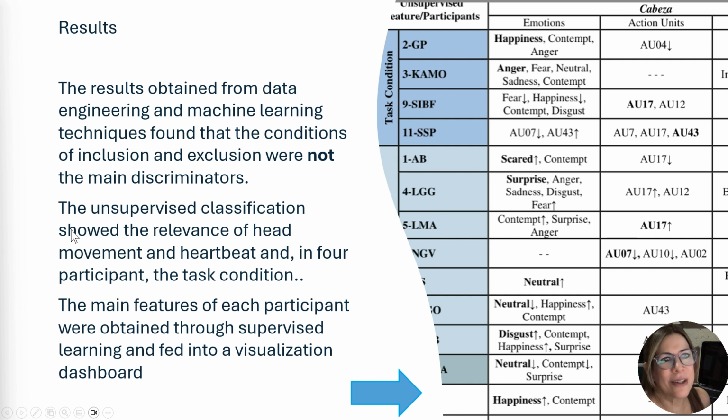In the results obtained from data engineering and machine learning techniques, we found the condition of inclusion and exclusion was not the main discriminant for all the participants. The unsupervised classification shows the relevance of head movements and heartbeat for four participants. We said that is the task condition. These main features of each participant were obtained, and they feed a visualization dashboard.